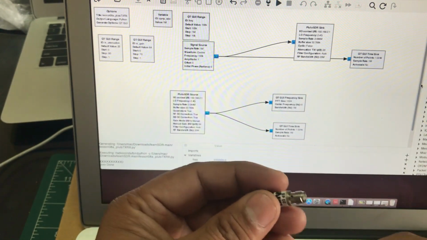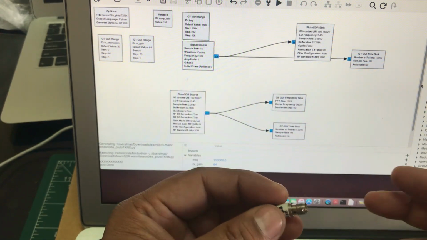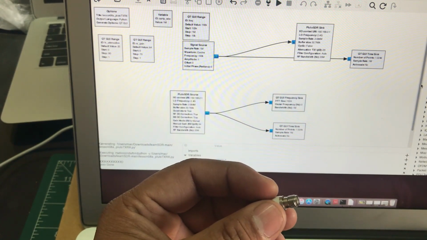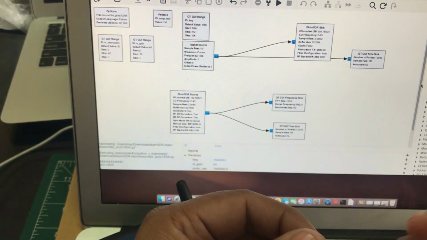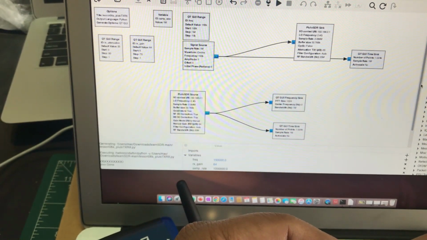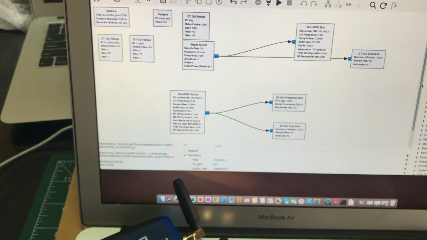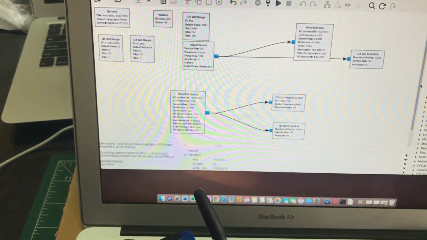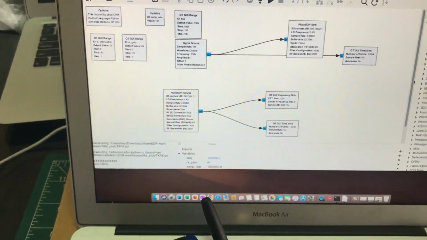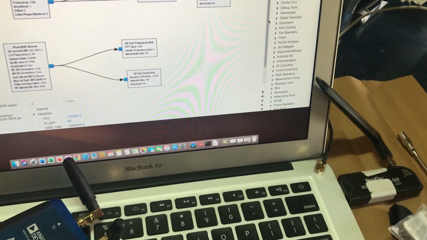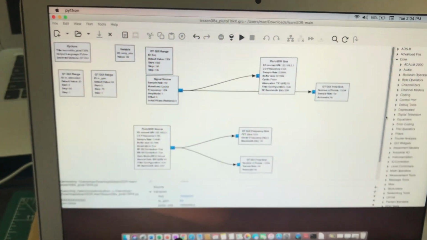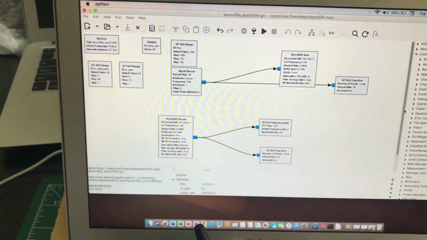So let's say for example, if you don't have VNAs available, you can use a simple software defined radio. In our case I'm going to use PlutoSDR, which is right here, connected to my laptop. You can also use your RTL-SDR dongle, which is also connected to my laptop. But I'm going to show you using PlutoSDR.